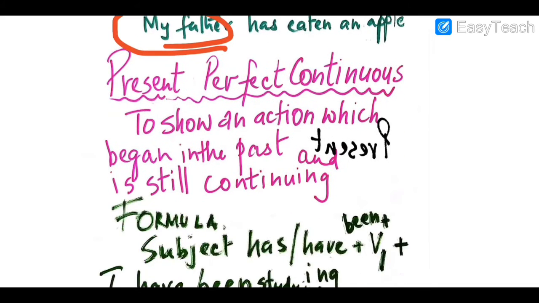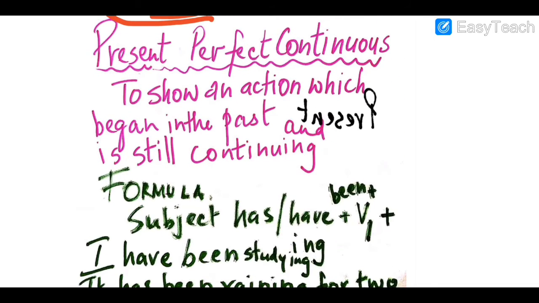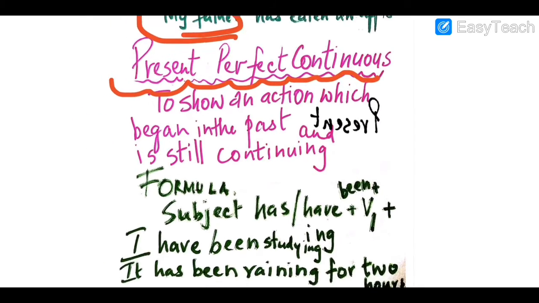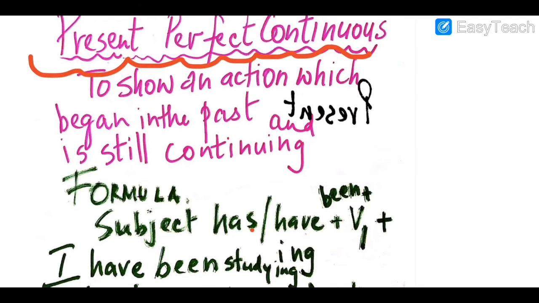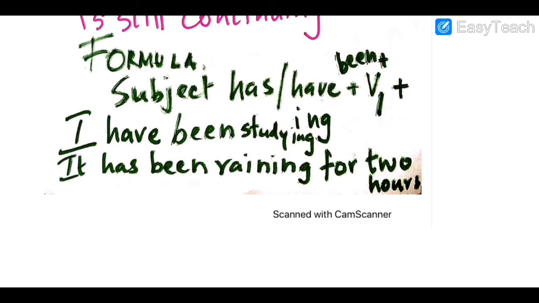Chalo. Next, present perfect continuous. Again, when I am talking about continuous, see, I will use this line. So you also remember that. Continuous is also used to show an action which started in the past, but it is still continuing. For example, it has been raining. It started raining in the morning and it is still raining. So you will use it has been raining for 2 hours.